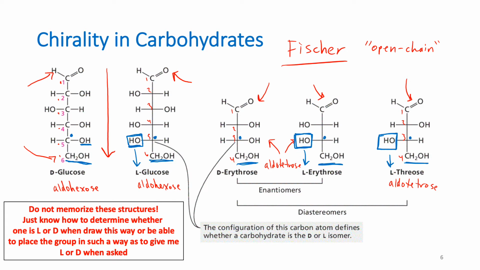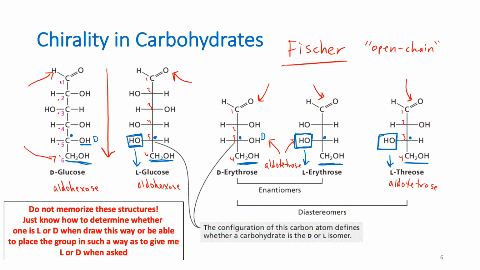The opposite is true. If it's not on the left, it's going to be on the right. Therefore, it's going to be D. So if the OH winds up on the right side, it's going to be a D carbohydrate. And all we're talking about is chirality in carbohydrates. So whenever you see L-glucose, what that's saying is that last chiral carbon's OH is on the left-hand side in a Fischer projection. In the cyclic model, there's another way to describe these. We won't talk about that just yet.